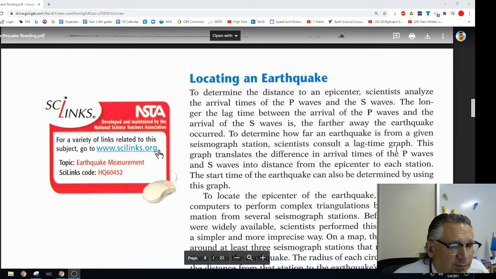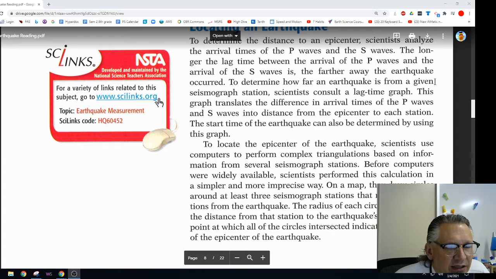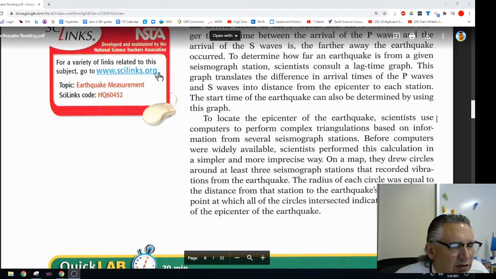Locating earthquakes. To determine the distance to an epicenter, scientists analyze the arrival times of P waves and S waves. The longer the lag time between the arrival of the P waves and the S waves is, the farther away the earthquake occurred. To determine how far the earthquake is from a given seismograph station, scientists consult a lag time graph. This graph translates the difference in arrival times of P waves and S waves into distances from the epicenter to each station. The start time of the earthquake can also be determined by using this graph.